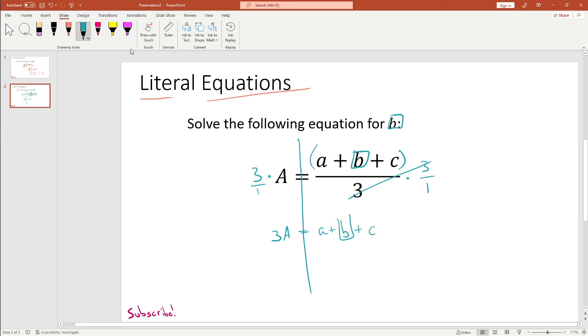Now, again, I want b to be by itself, so let's get rid of this a. That makes a 0, so I have this expression 3 capital A minus lowercase a is equal to b plus c. And then lastly, let's get rid of this c, subtract that from both sides as well. So I get 3 capital A minus lowercase a minus c is equal to b.